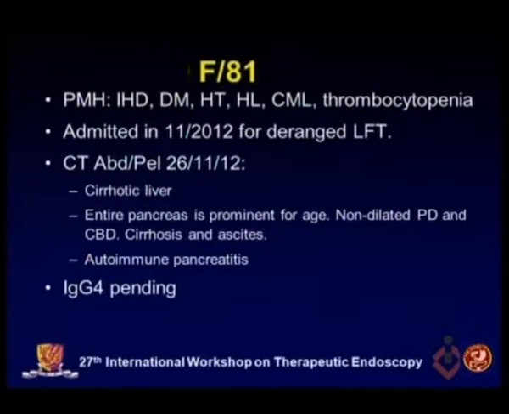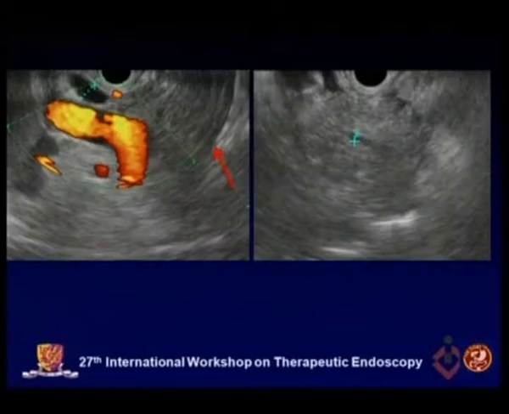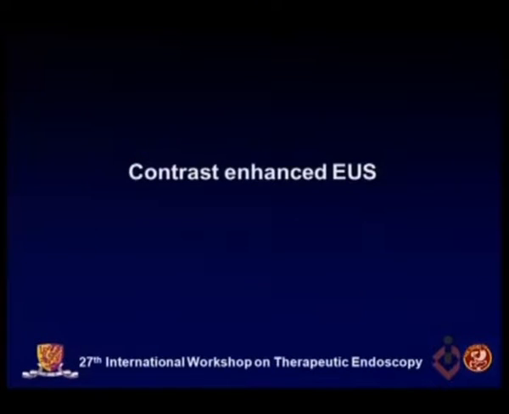The pancreatic duct and CBD are non-dilated, however there is cirrhosis and ascites. There are suspicions of autoimmune pancreatitis, but the IgG4 results are pending. And these are the CT films of the patient. Morning. And this is the US film. Okay. And we are going to do contrast enhanced US for this patient today.